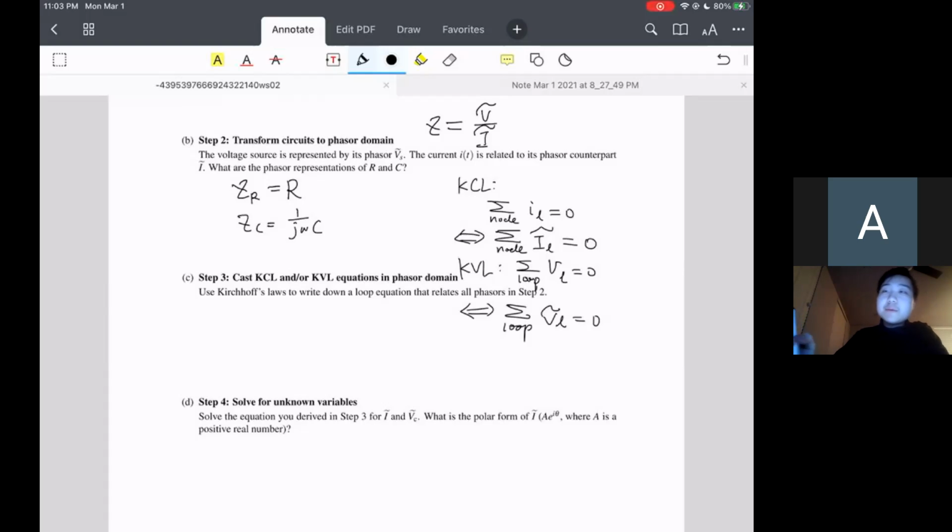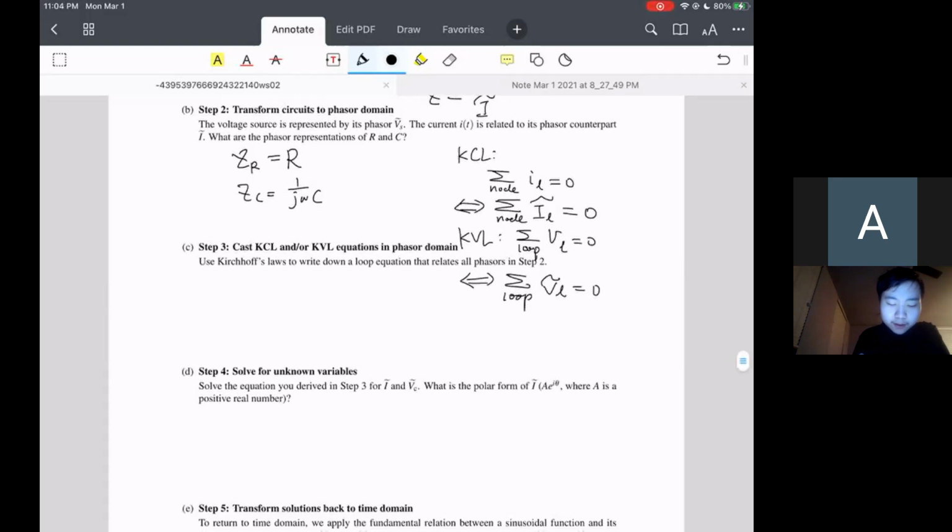Okay. Same goes for KVL. So KVL states that within a loop, the voltage drop across all the components sums up to 0. If we take the phasor representation of both sides, we see that within this loop, the sum of the voltage drop across all the components sums up to 0, since 0's phasor representation is 0. So we still have KCL and KVL, and we can just analyze the circuit as usual.